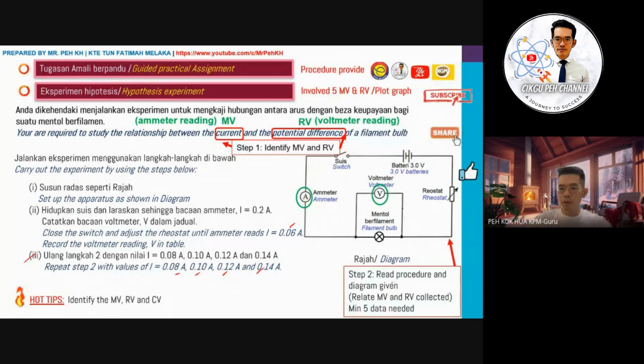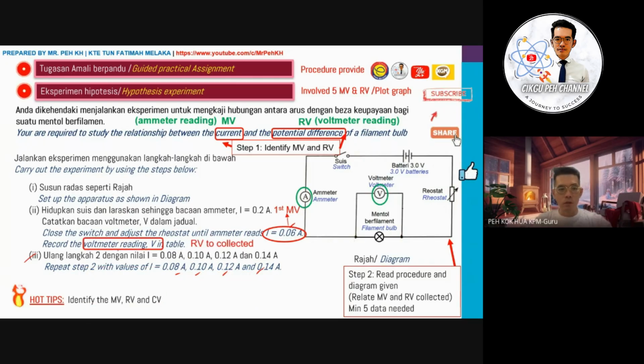Okay, so after you read the procedure and the diagram given, you need to relate the MV and RV needed for data collection. So here actually very easy, all is given already. You just follow. Okay, so our first MV will be 0.06 ampere. So you need to follow, cannot use your own data.